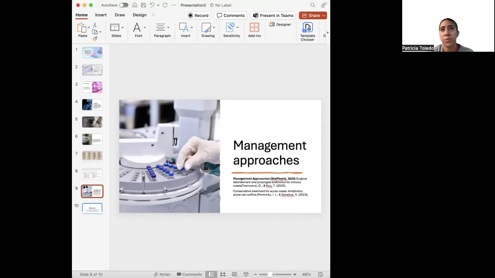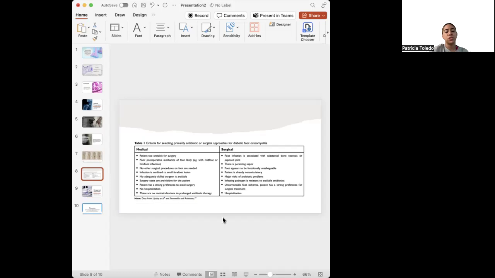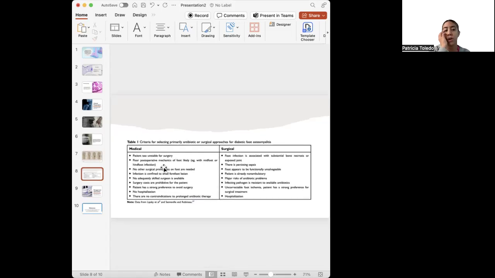We are hoping that we can take another x-ray and follow up and see how his wound is doing in about 10 days. But usually surgical intervention is needed where we debride the bone, and after surgery, we would have to target antibiotic therapy. And right here is a good visual for when to go for a medical conservative route versus surgical.